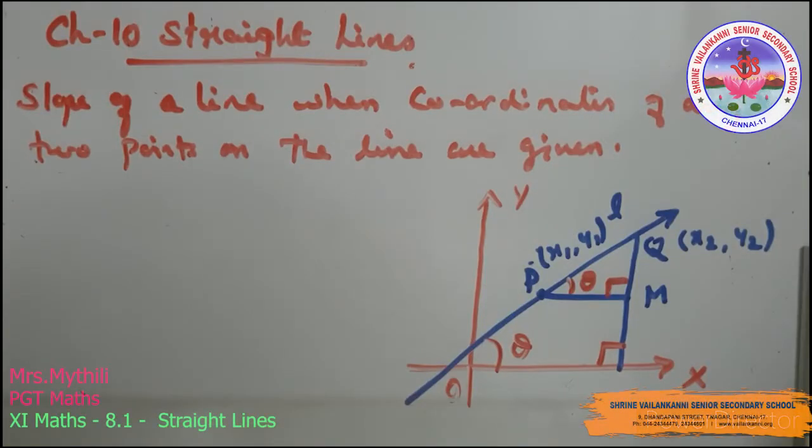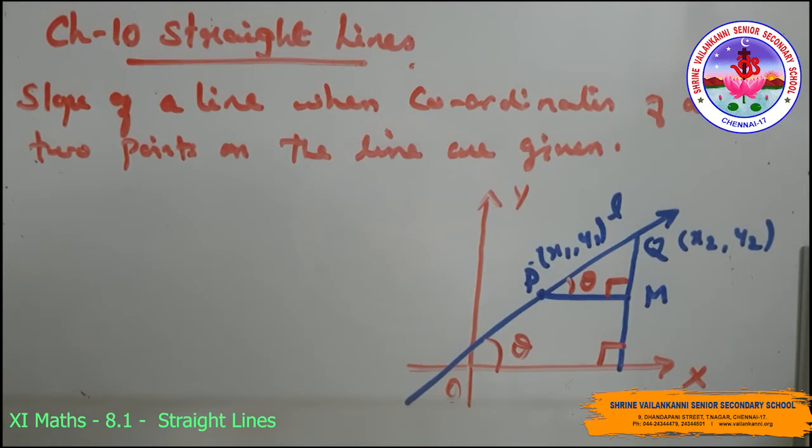Hello children, in the previous video we have learned slope of a line and we just recall some of the formulas which we used in coordinate geometry: the distance formula, section formula, midpoint formula and the area of the triangle.